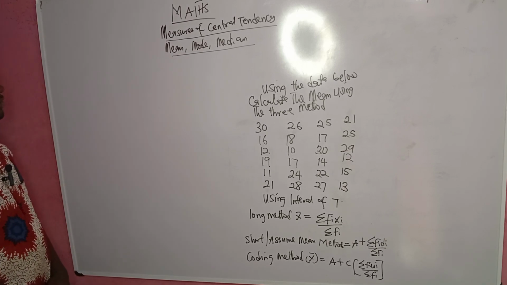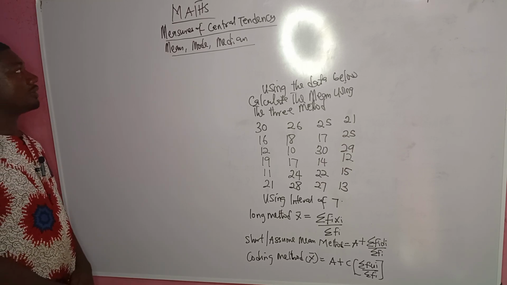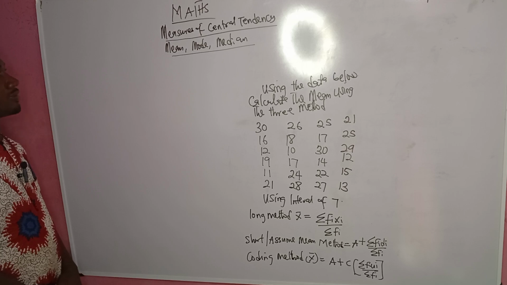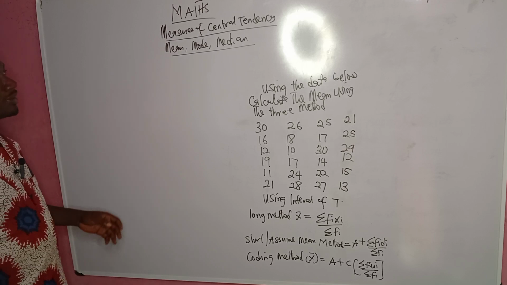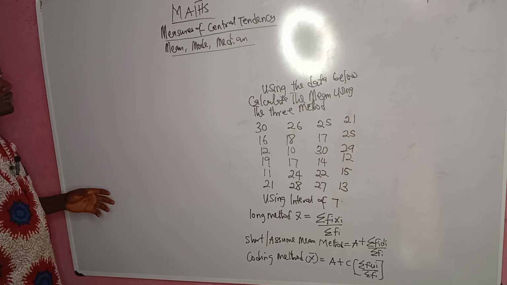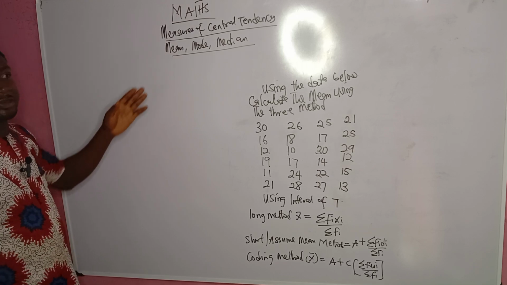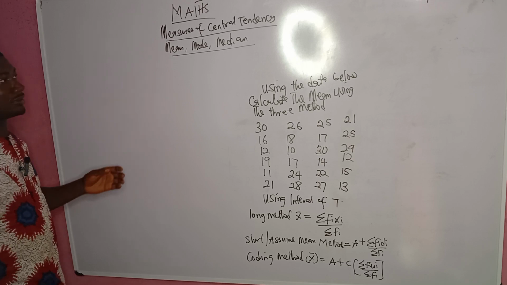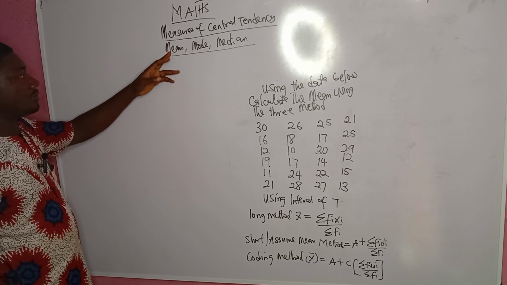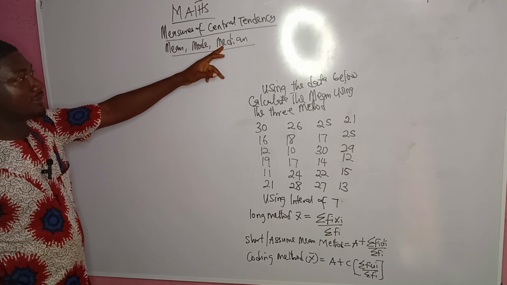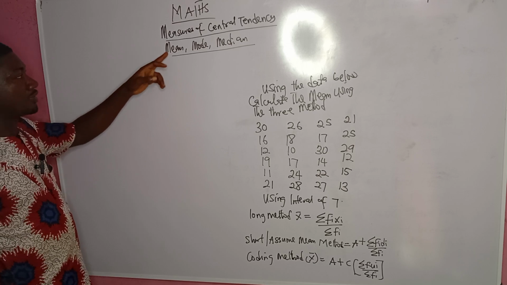We are here to look at this topic called measures of central tendency. In measures of central tendency, there are three aspects that we look at, which are mean, mode, and median. For this particular video, we are going to concentrate on mean.